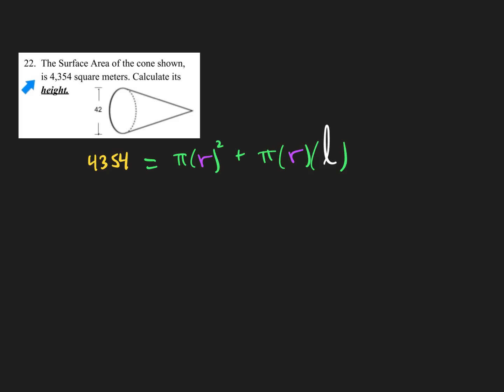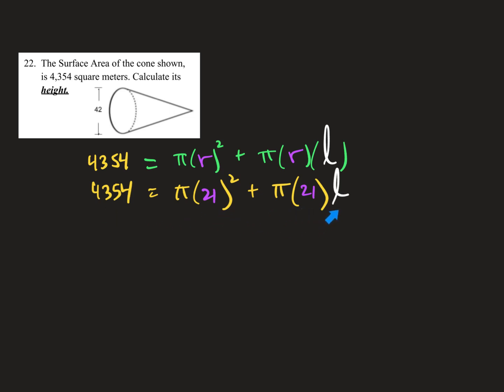So for number 22, we're talking about the surface area of a cone, whose formula is pi r squared plus pi r L. And they tell us that the surface area is 4354. So of these variables, radius and slant height, which do we know? We know what the radius is, half of the diameter. So if the radius is 21, then we know everything we need except for L.